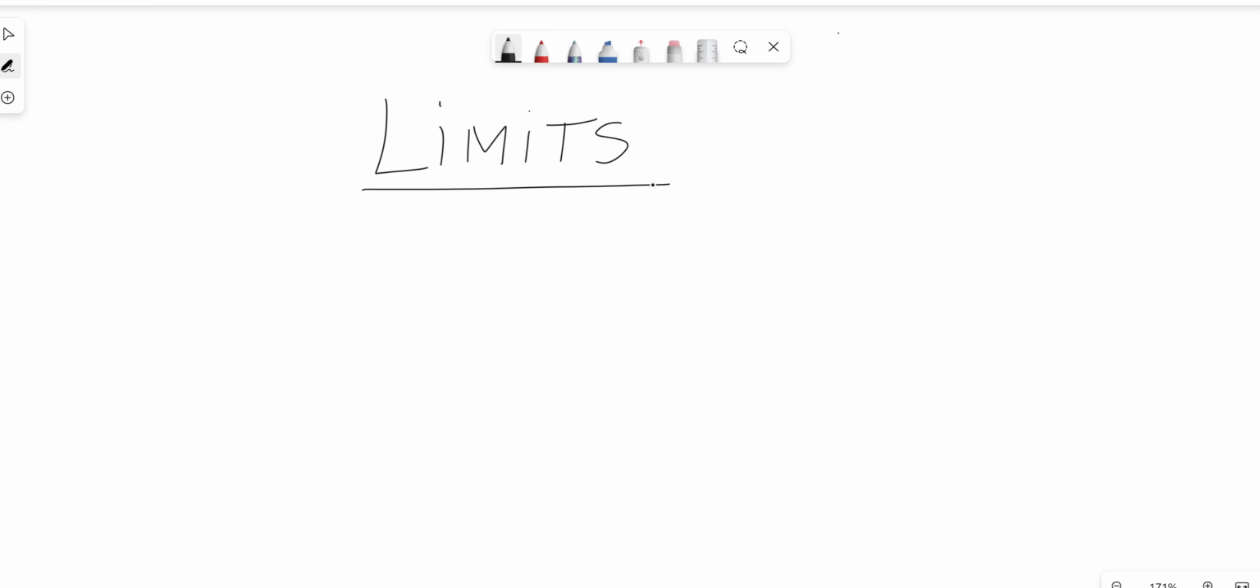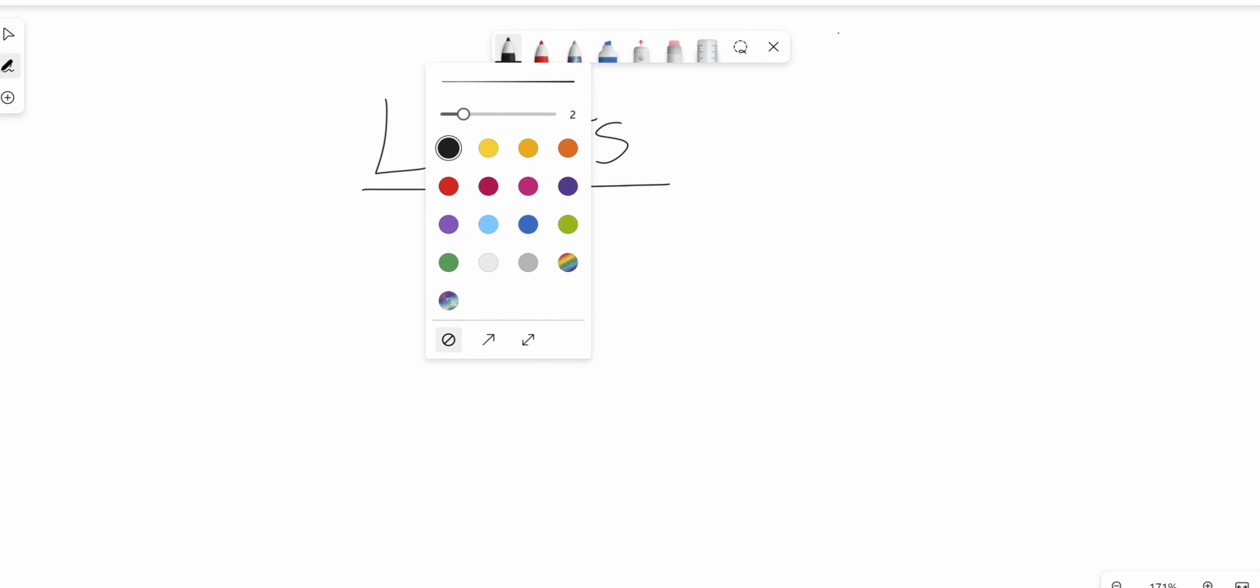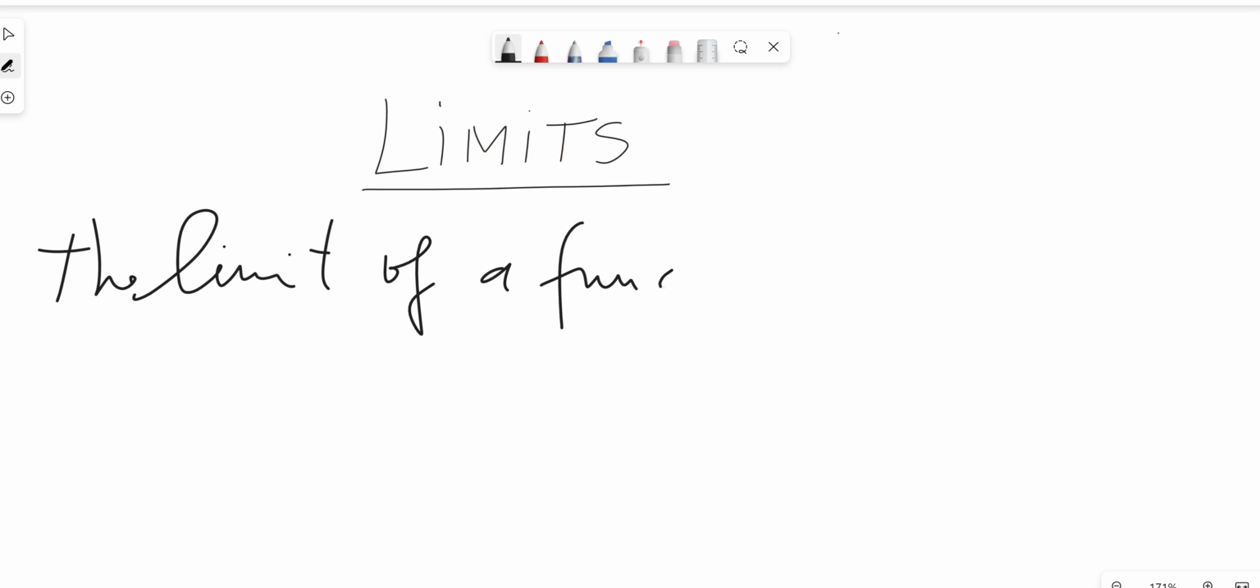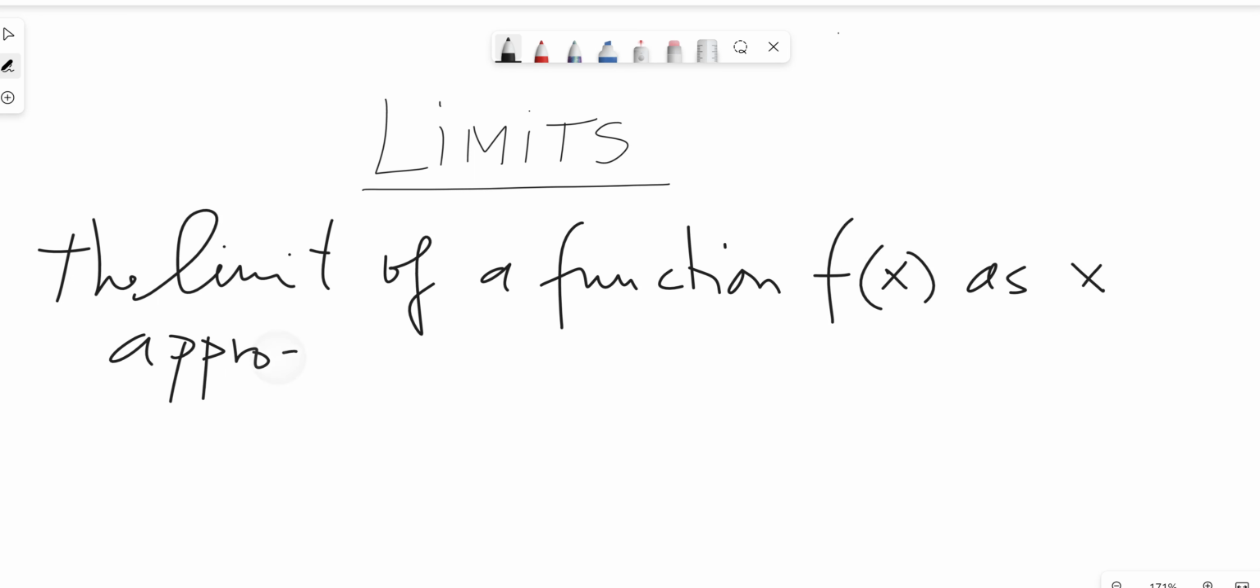So first let's talk about the big idea of what we mean by the limit of a function f of x as the input x approaches the value a. Let's say it could be a or b or whatnot. Let's say value b.